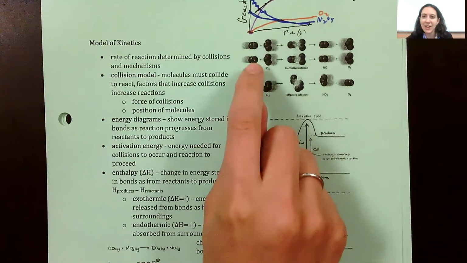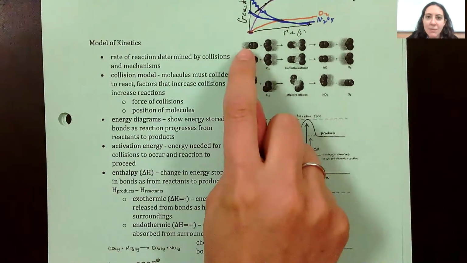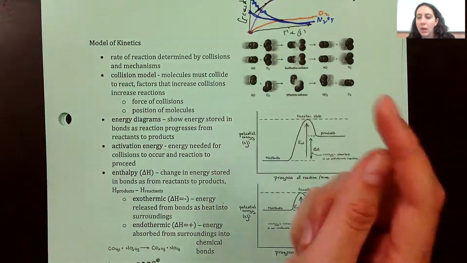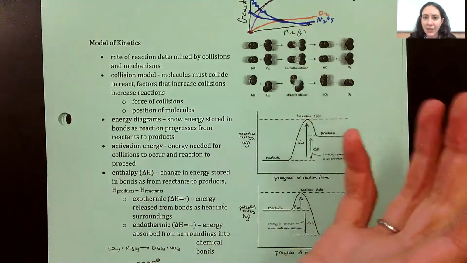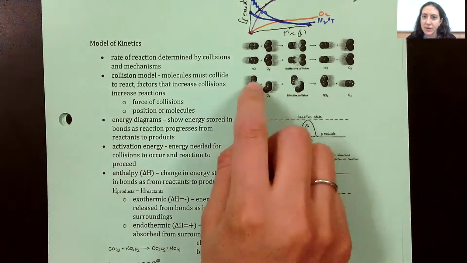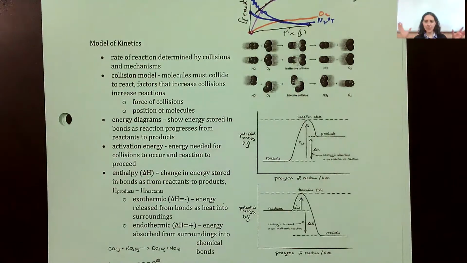In this example, there's lots of different ways that they can orient themselves. It's kind of hard to see in this one, but one of them is nitrogen, then oxygen. The other one's oxygen, then nitrogen. Either way, this is not the correct orientation, which this one is. So the more complicated the shapes are, the trickier it is to get them to collide.